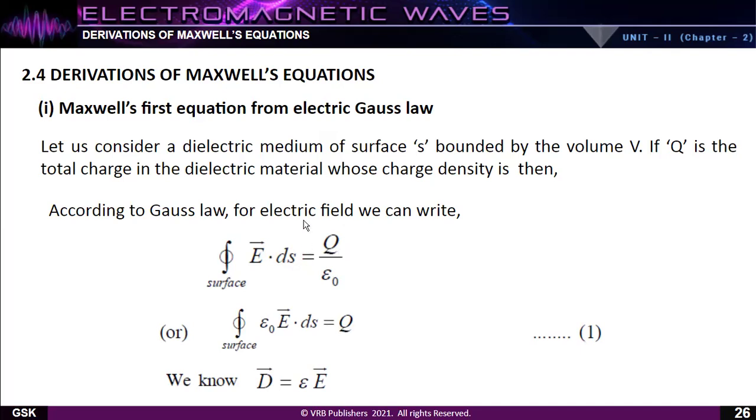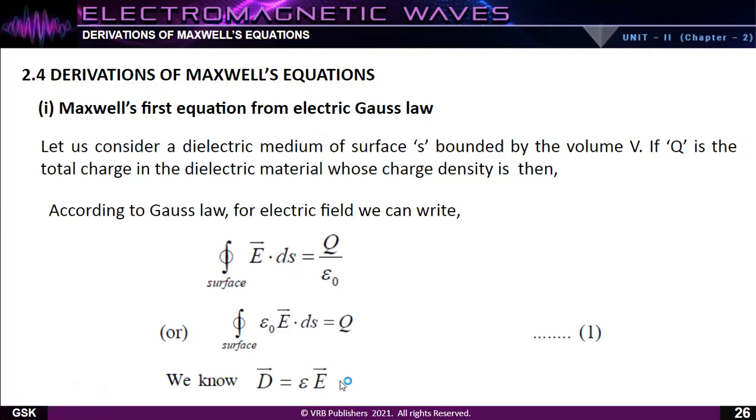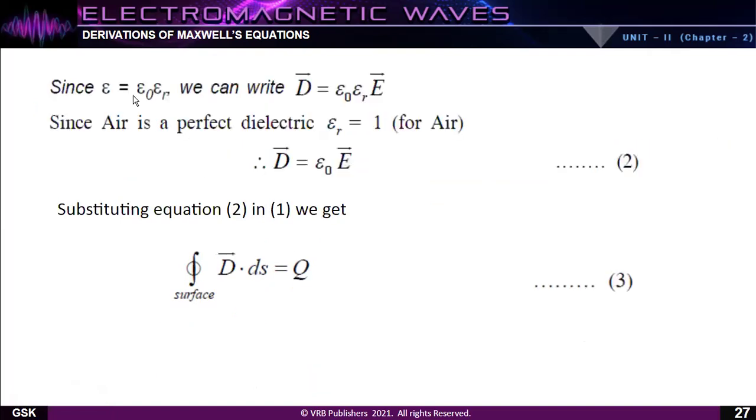So according to Gauss's law of the electric field, we can write the closed surface integral of E dot ds is equal to Q by epsilon naught. Here this epsilon naught can be moved over, that is, epsilon naught E dot ds is equal to Q. We know the formula D is equal to epsilon E, but here we have epsilon naught E. So first we have to compare this. Let epsilon be equal to epsilon naught into epsilon r. Epsilon means permittivity. Epsilon naught is the permittivity in air or free space. Epsilon r is the relative permittivity.